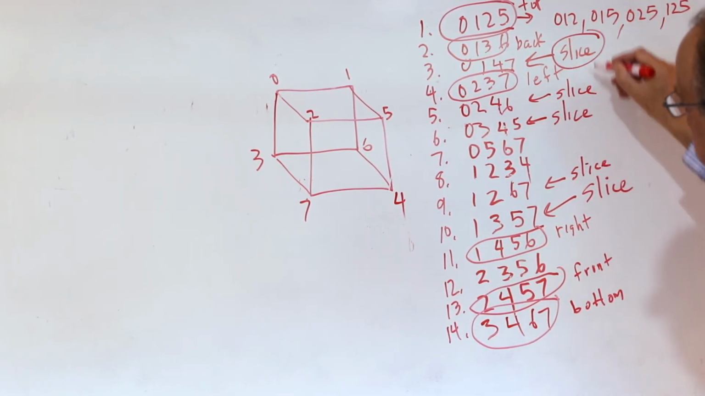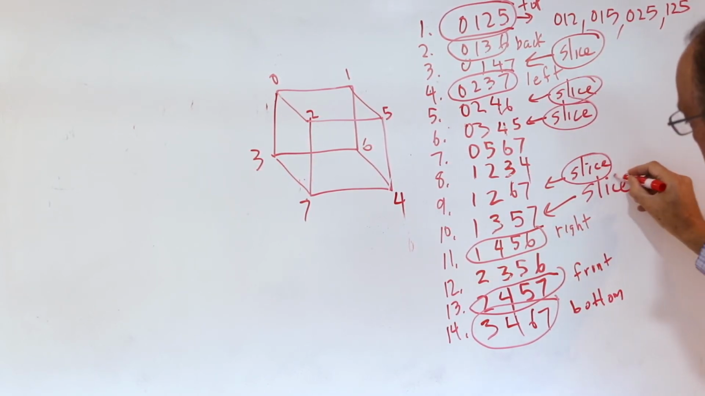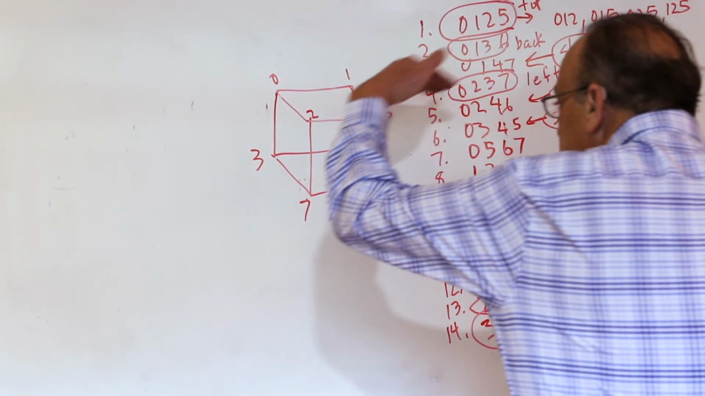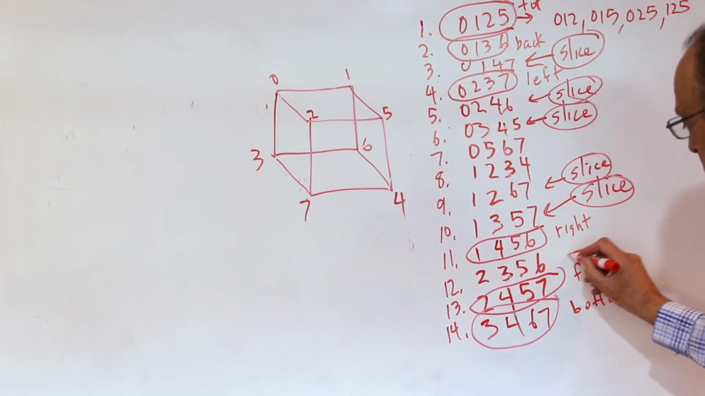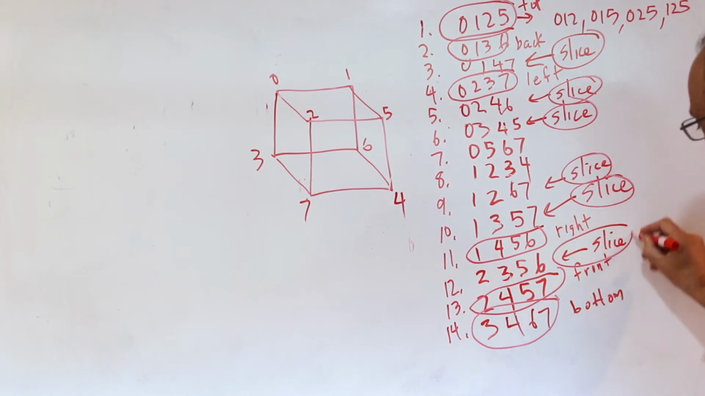How many slices now? I got slice, slice, slice, slice, slice. I think there's one more slice if I can find it. Slicing down like this: 2, 3, 5, 6. Okay, so I'm left with 2 more. Okay, there's 6 slices and 6 faces.